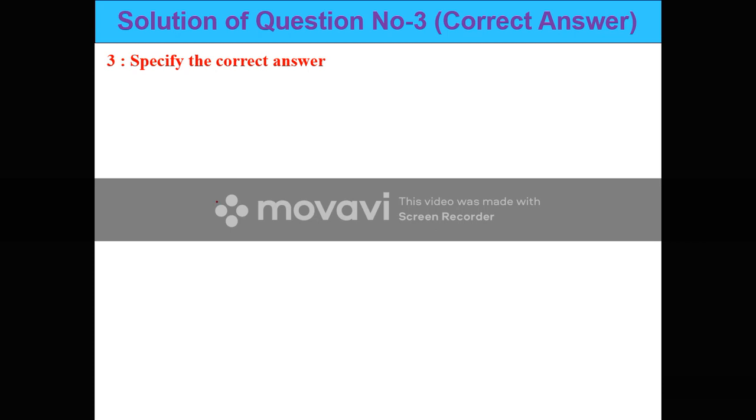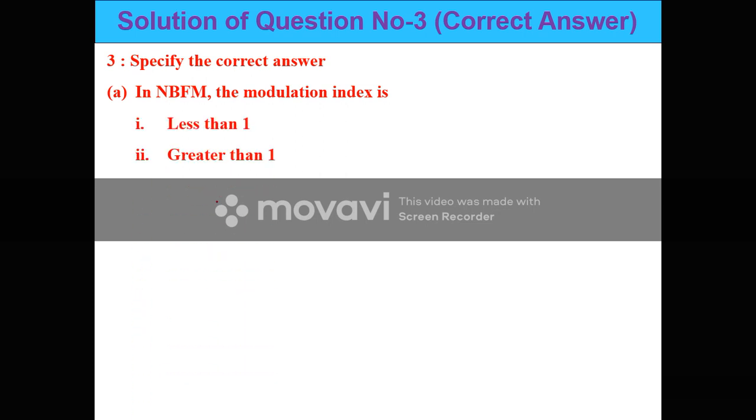Next is specify the correct answer. In NBFM, narrow band frequency modulation, the modulation index is less than 1, greater than 1, none of 1 and 2. Answer is, in narrow band frequency modulations technique, the modulation index m is always less than 1. Okay, so it is always less than 1. So this is your correct answer.